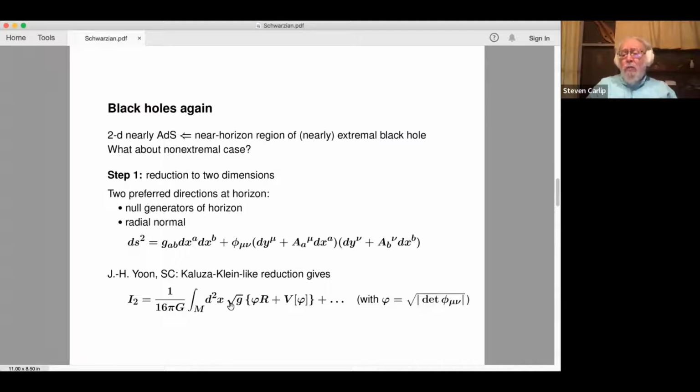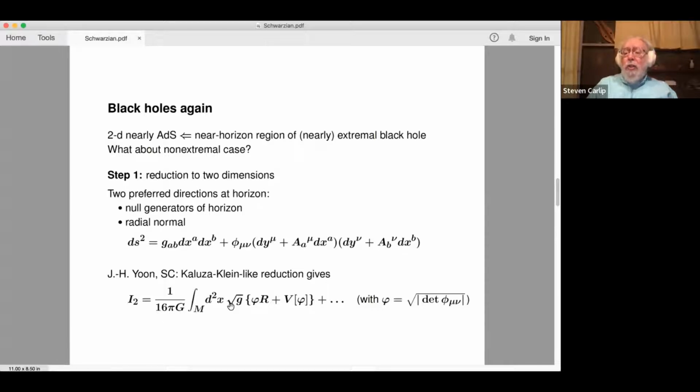So to get there, we need a few steps. Step one is to get from our arbitrary d-dimensional black hole to 2 dimensions. First of all, what are the 2 dimensions? A stationary black hole has 2 preferred directions. There are the directions of the null generators of the horizon, that is the paths of photons that are trapped exactly at the horizon. That gives a null direction. And then there is the direction normal to the horizon at a fixed time.